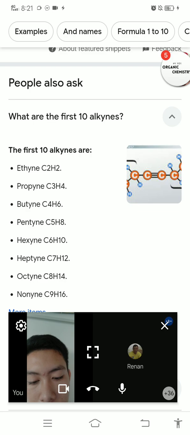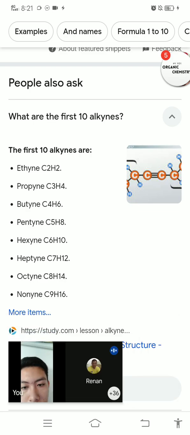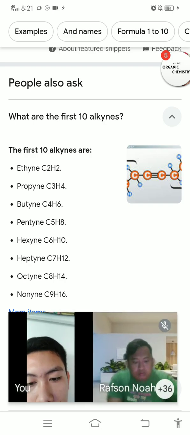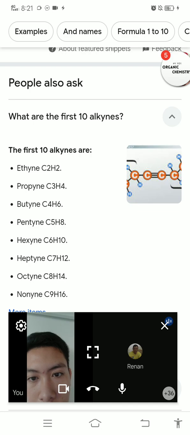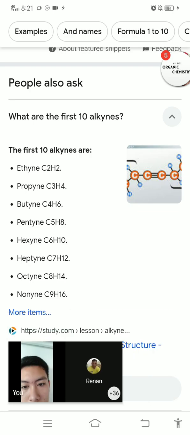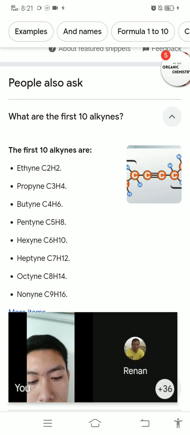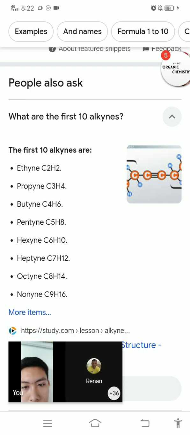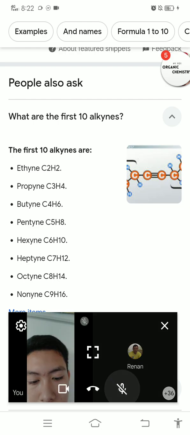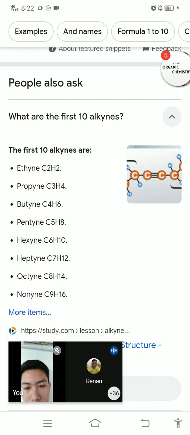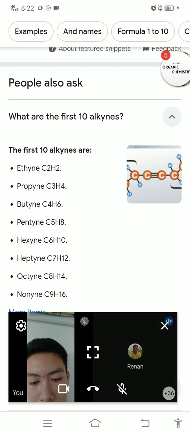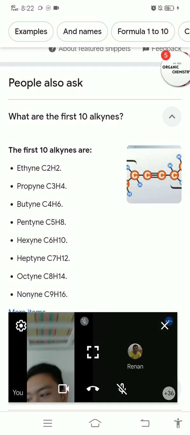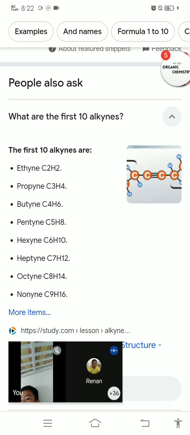So if it is a C5H8, and you know this is an alkyne, specifically, what is the name of this alkyne? Pentane, sir. Alkyne naman kaya, ano ang pangalan? Yeah, Rafson, that's correct. Pentyne. T-Y-N-E is pentyne. No, alkyne.